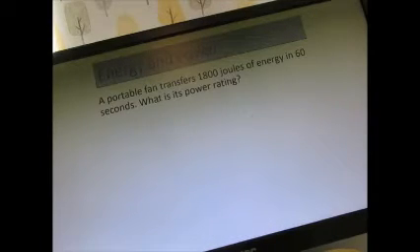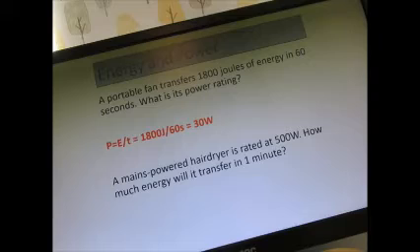Now we're going to look at it in a slightly different way in a second. So for example, you've got a fan that transfers 1800 joules of energy in 60 seconds. Its power rating, we're going to do our energy divided by the time, which is 1800 divided by 60, which gives me a power rating of 30 watts. Okay, and then you can pause the video again and have a little go at this one.